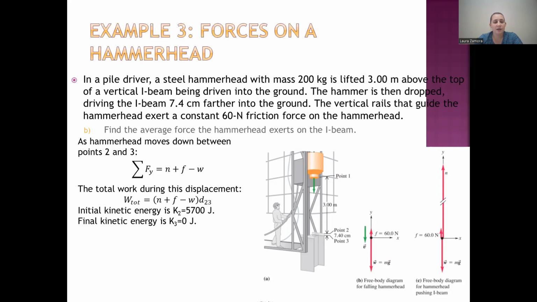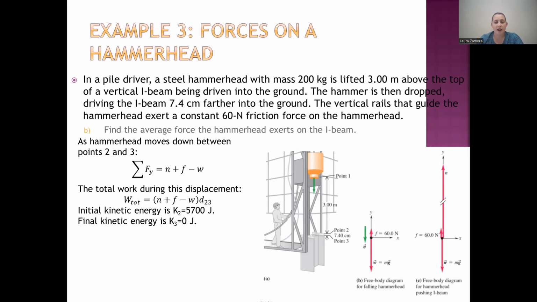So we found yesterday in part A that the final kinetic energy in that case, the kinetic energy at point 2, K2, is 5,700 joules. So now, since we're starting at point 2, that's why I'm calling it our initial kinetic energy at this point of the problem.